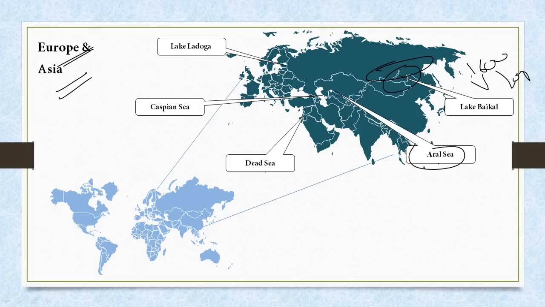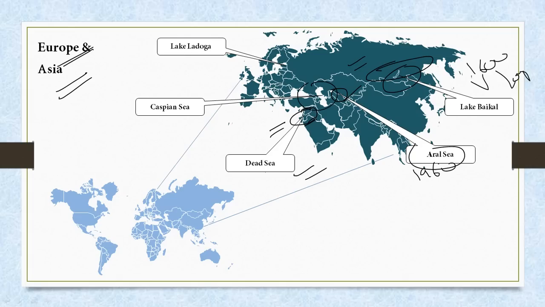Next, we have Aral Sea, that is lying between the borders of Kazakhstan in the north and Uzbekistan in the south. Aral Sea has been shrinking since 1960s, when the rivers that fed it were diverted by the Soviet irrigation projects. Next, we have Dead Sea. Dead Sea is also called as a salt lake, and it is a lake bordering Jordan on the east and Israel and Palestine on the west. And it is the Earth's lowest elevation on land.